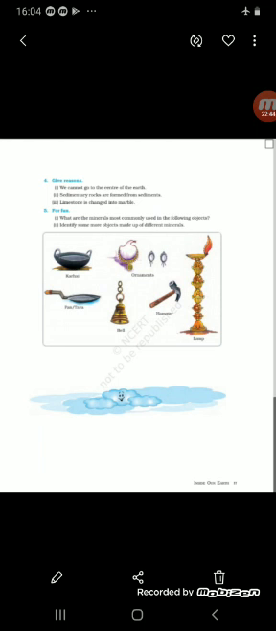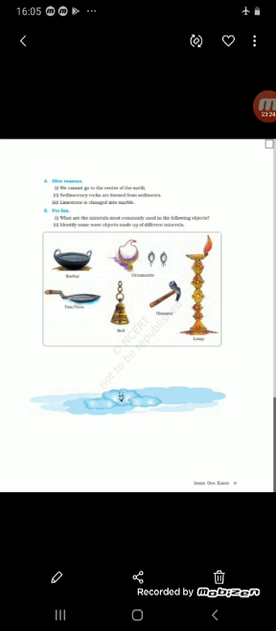Question number 4, give reasons. You have to give the reasons. Number 1, we cannot go to the center of the earth. Why can we not go to the center of the earth? You have to give the reasons. Sedimentary rocks are formed from sediments. You have to give the reasons for these too. The third one is limestone is changed into marble. You have to give the reason. Okay, I will give you the answers.